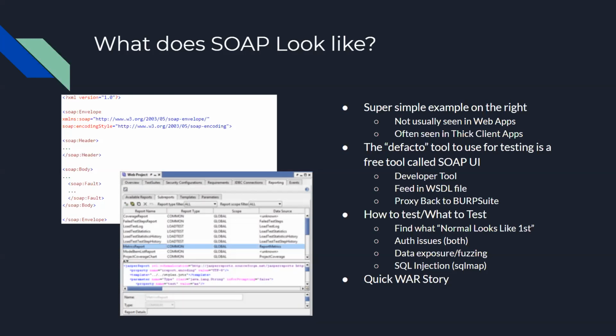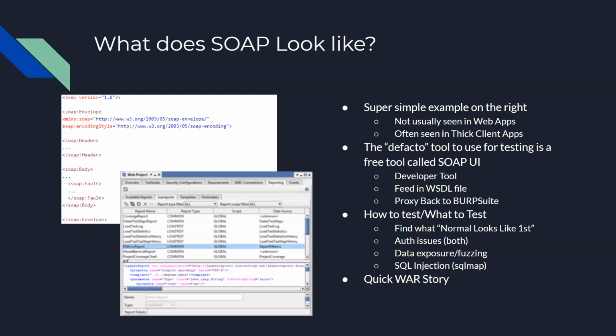The big thing, and the most important thing I really think about when I'm doing API testing, is: what am I looking for? What am I going to test? What am I going after? And before diving into trying to break an application, you've got to first see what normal looks like.